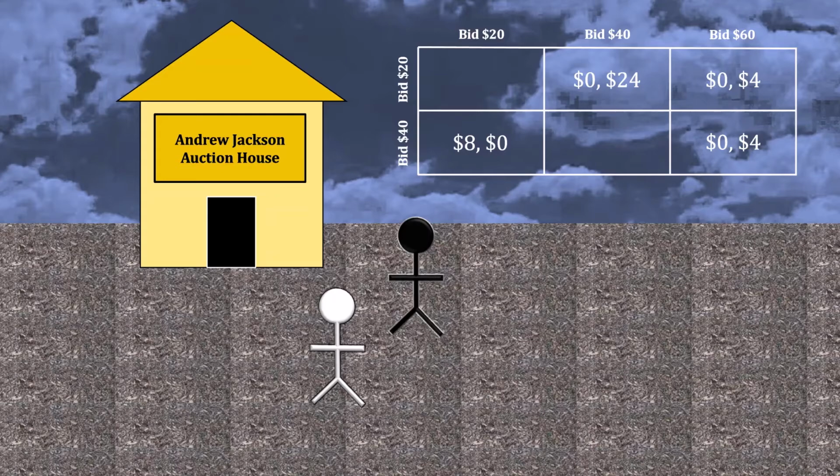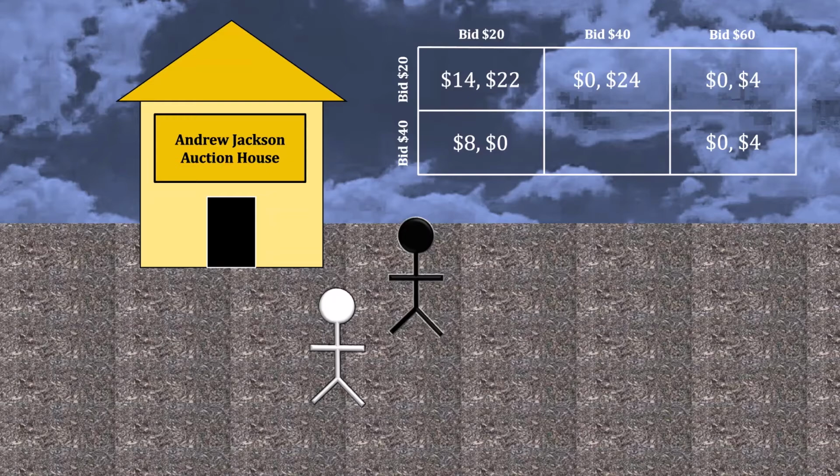The remaining two outcomes are more complicated. For example, if you both submit a bid of $20, it's a tie. Thus, the auction house will flip a coin to determine who wins. This results in payoffs of $14 for you and $22 for your opponent. It's $14 for you because half of the time you will win $48 and pay $20. Thus, the net profit conditional on you winning is $28, but because you only win half the time, your expected net profit goes down to 14.